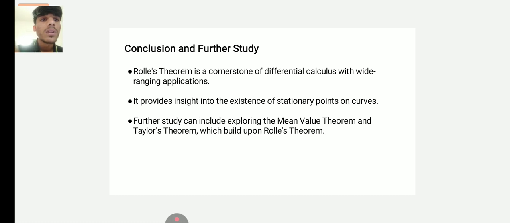Conclusion and further study. Rolle's theorem is a cornerstone of differential calculus with wide-ranging applications. It provides insight into the existence of stationary points on curves. Further study can include exploring the mean value theorem and Taylor's theorem, which build upon Rolle's theorem.